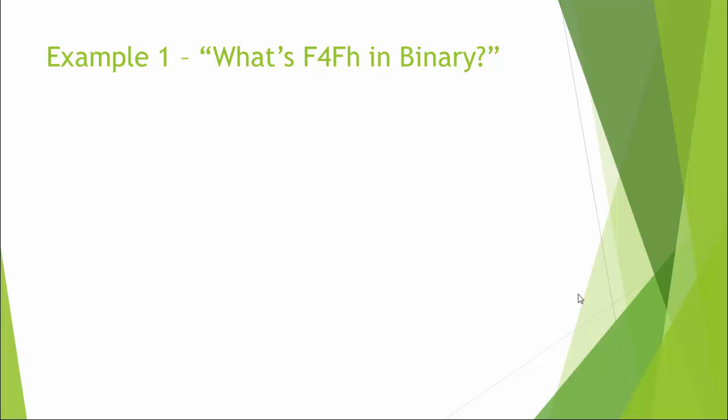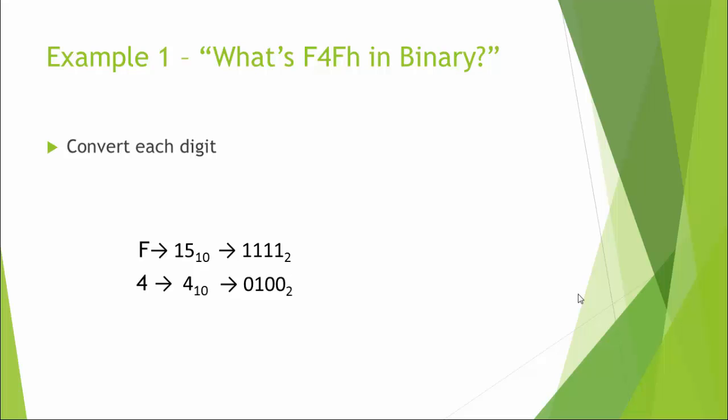Here's a 3-digit hex number. So as soon as we see it's a 3-digit hex number, we know it's going to be a 12-digit binary number. 3 times 4 is 12. And all we have to do is convert each digit. If you remember the table from previously, F converts to 15, which converts to 1111. 4 is, of course, decimal 4, which converts to 0100. And F is still 1111.